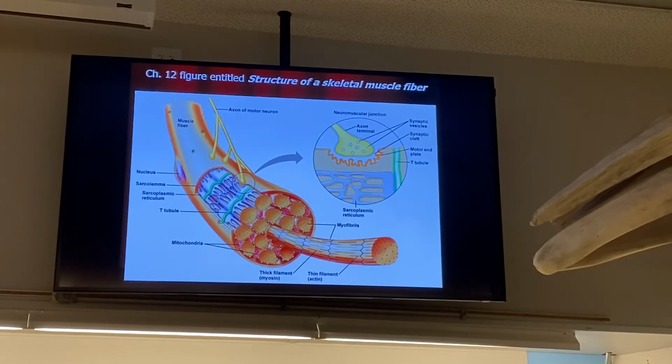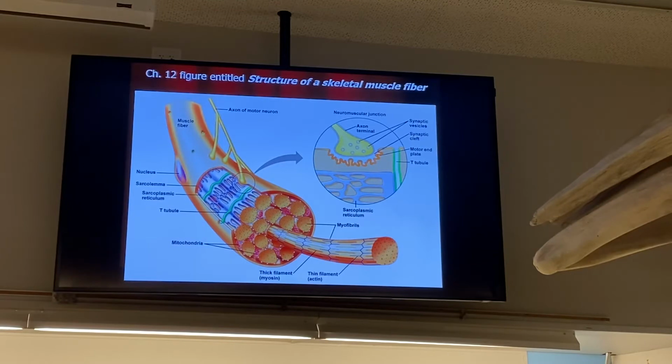Everybody get what I just drew? Green line is the sarcolemma, but these little tubules that go deep into the thick muscle fiber are called the T-tubules. That's short for transverse tubules.